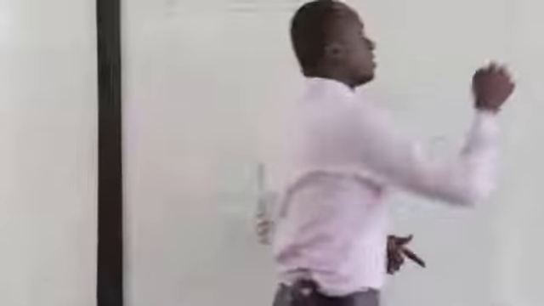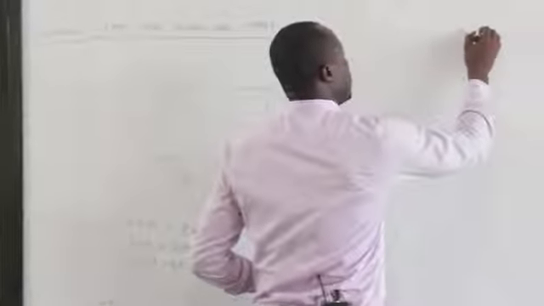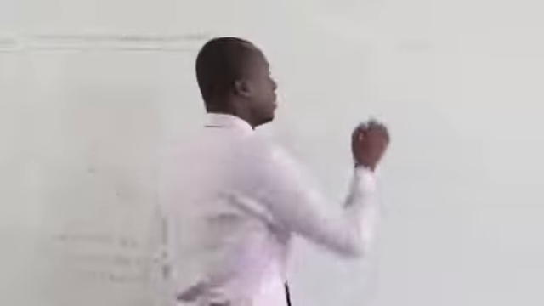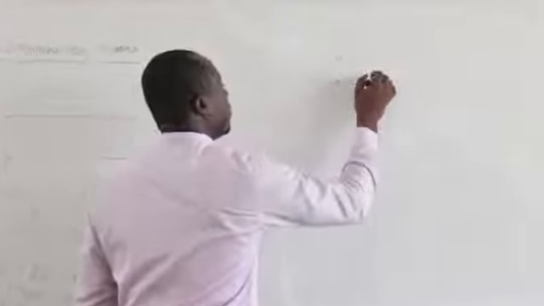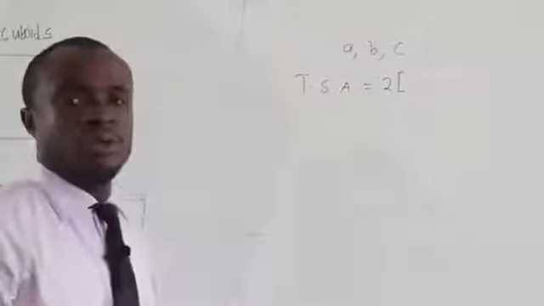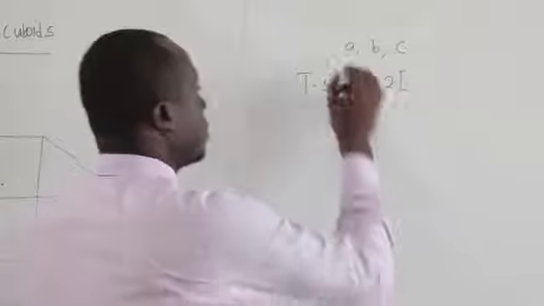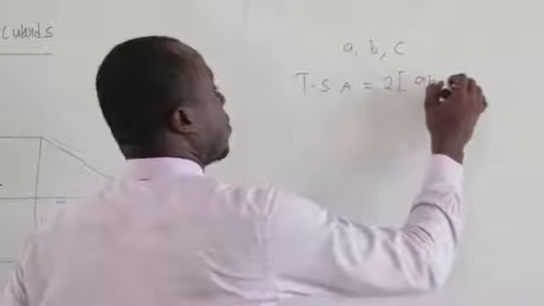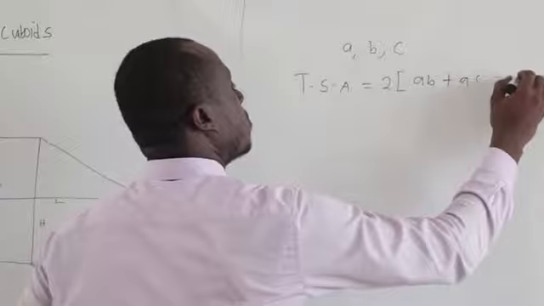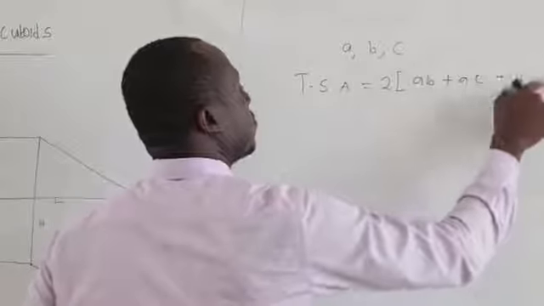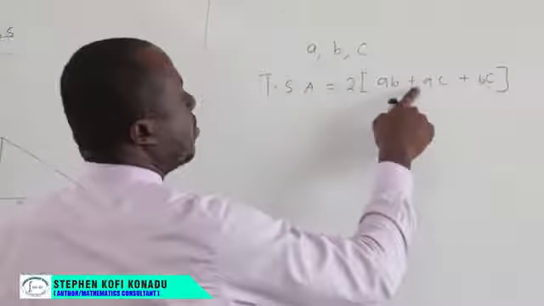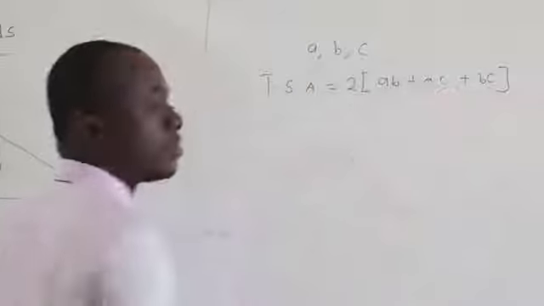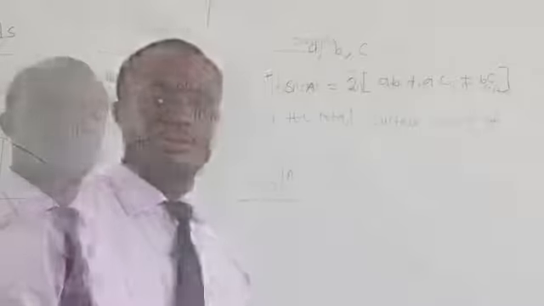What about if the sides are A, B, C, and we want to find the total surface area? The formula says that each variable should appear twice. So we can say AB plus AC plus BC, and you can see that A is appearing twice, B is appearing twice, and C is also appearing twice.